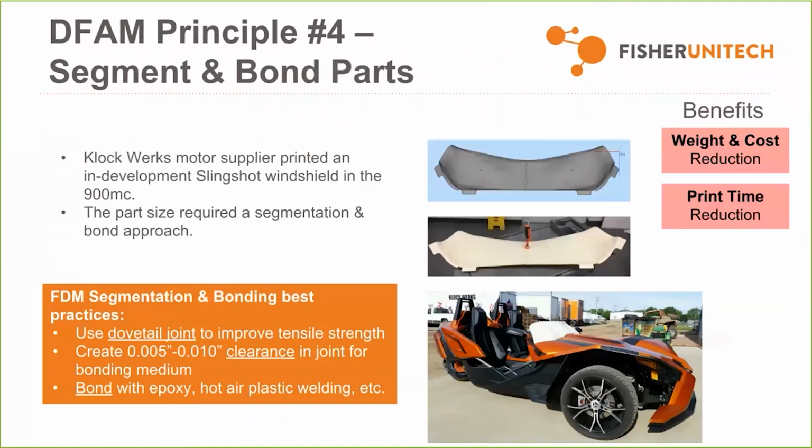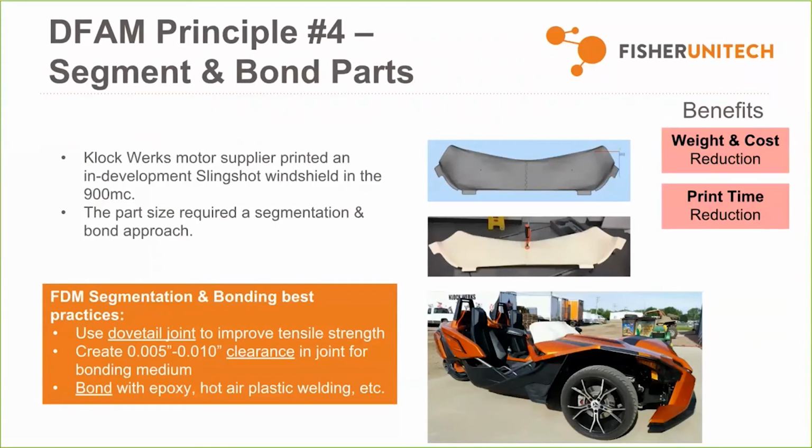Principle number 4, one that's quite overlooked in my opinion. In this particular example, they were trying to print a windshield for the Slingshot. Some of you might have seen those around on the road, some pretty cool vehicles. And in this particular case, the windshield was just too big to print. So we've seen customers say, hey, our part's too big for the printer. We're going to go with some other manufacturing method.